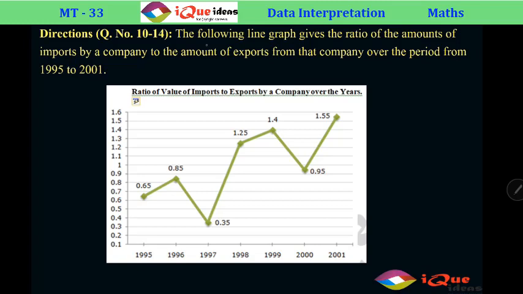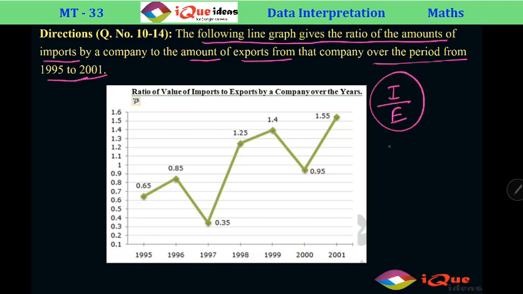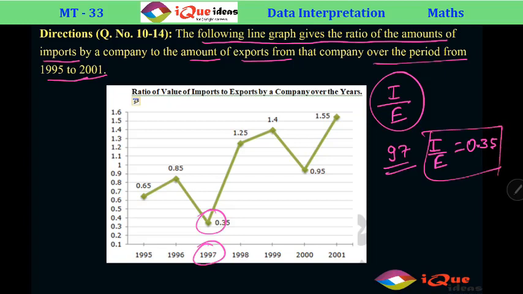The next set of data says the following time graph gives the ratio of the amounts of import by a company to the amount of export by the company over a period from 95 to 2000. So for every year, the import to export ratio is given. For example, in 1997, look at the graph, the ratio is 0.35, so it's very clear that import was less in 1997.